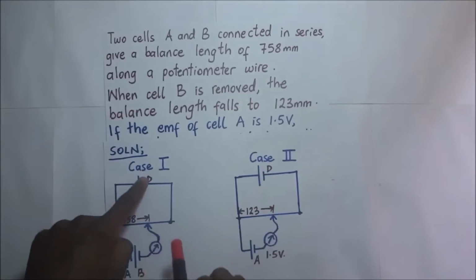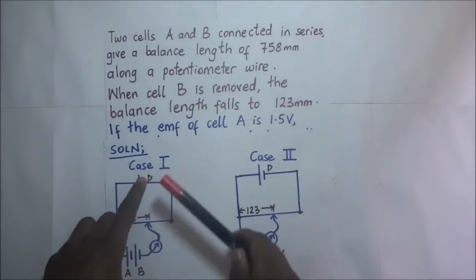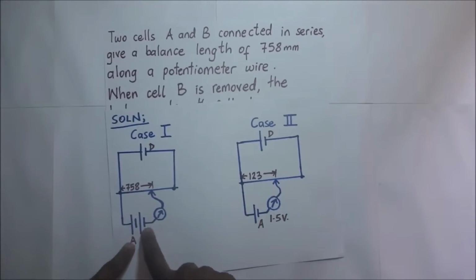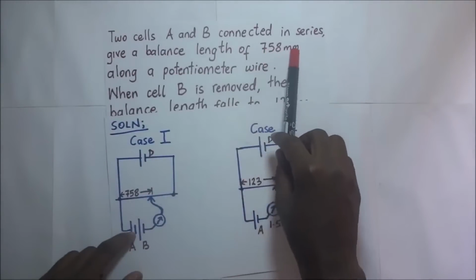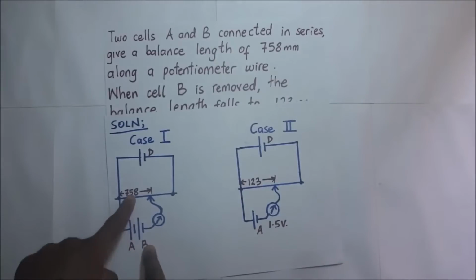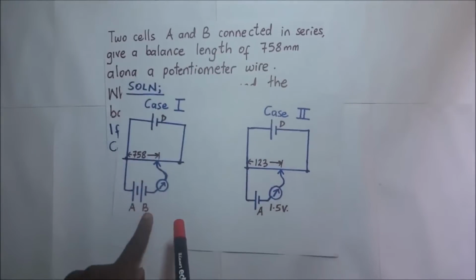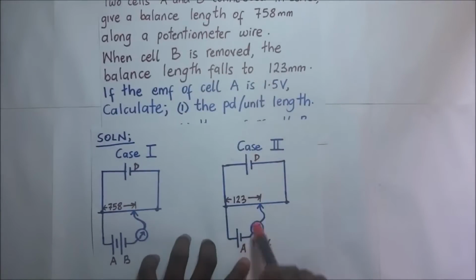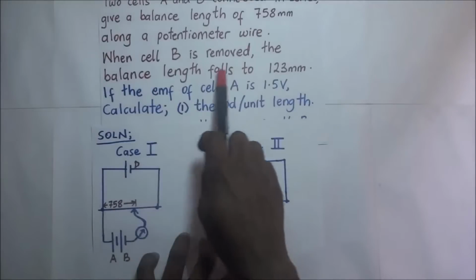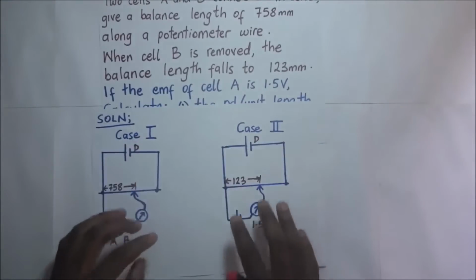With these kinds of questions, we first diagrammatically summarize it. In the first instance, which we've called case 1, two cells A and B are connected in series. So we have here two cells A and B connected in series, and they give a balance length of 758 millimeters along a potentiometer wire. When cell B is removed, meaning when we remove this cell B and we only leave cell A, which the question says has 1.5 volts, the balance length will fall to 123 millimeters. So this is the diagrammatic summary of this question.